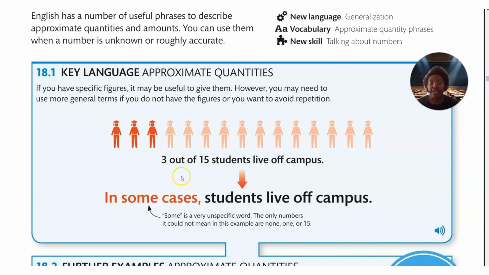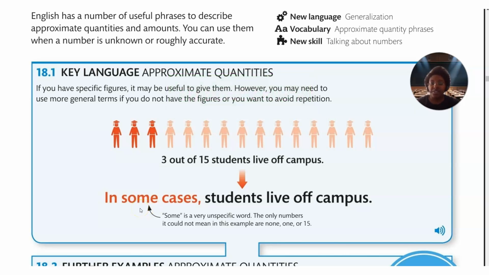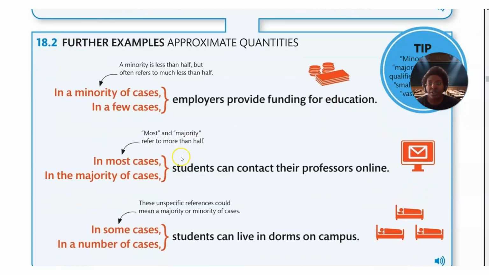So if this is the actual data, 3 out of 15 students live off campus, but you don't know that or you don't remember that, you can say, in some cases. In some cases, students live off campus. So this word some, it's very unspecific. So of course it doesn't mean none, it doesn't mean 0 because you said some, and it doesn't mean 1 because again you used some. So it's just to let the listener know, in some cases, some students live off campus. So that's our first phrase, in some cases. Let's look at some more examples.